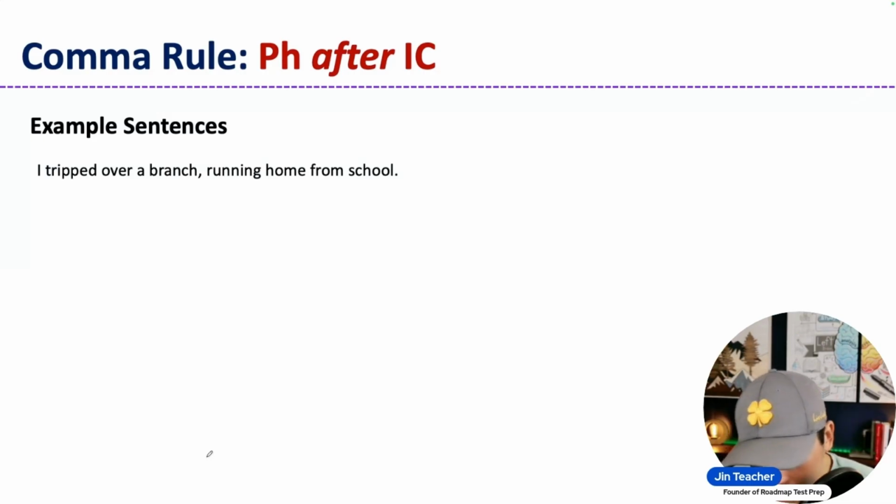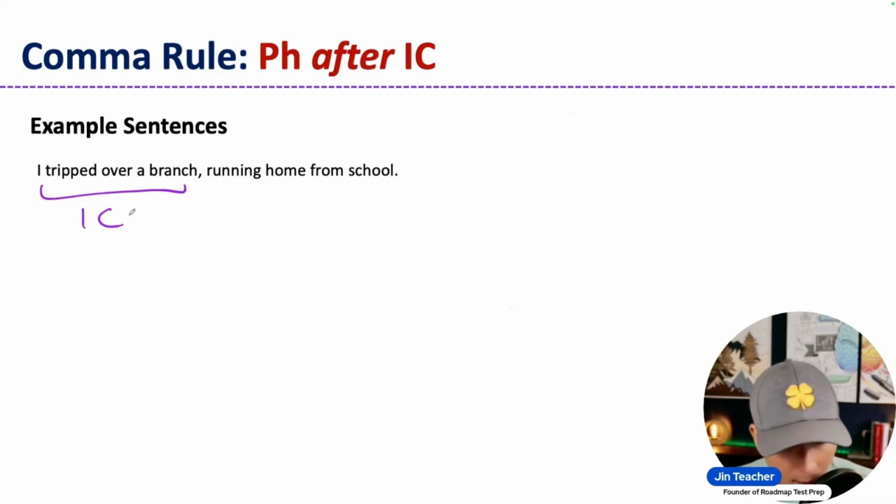So the sentence says, I tripped over a branch running home from school. Notice how we have the independent clause here: I tripped over the branch. What's the subject of the independent clause? The subject is I. What's the verb? Tripped, right? Where does this thought end? At branch. I tripped over a branch. This is where my complete thought finishes, so I have my independent clause there.